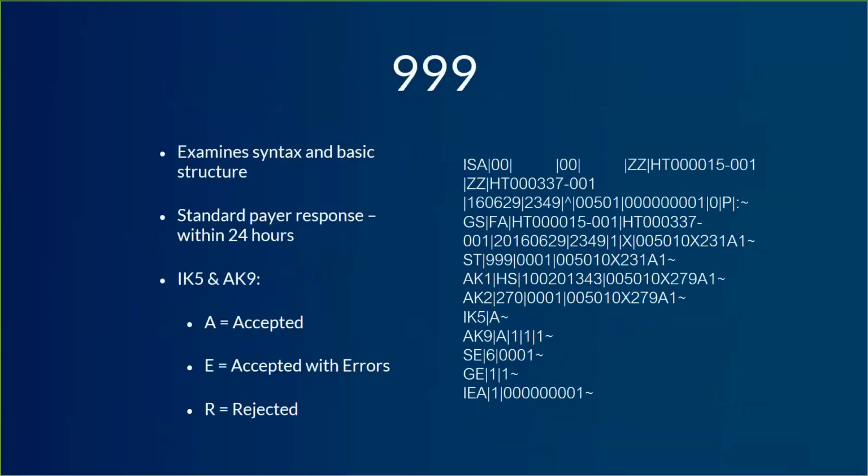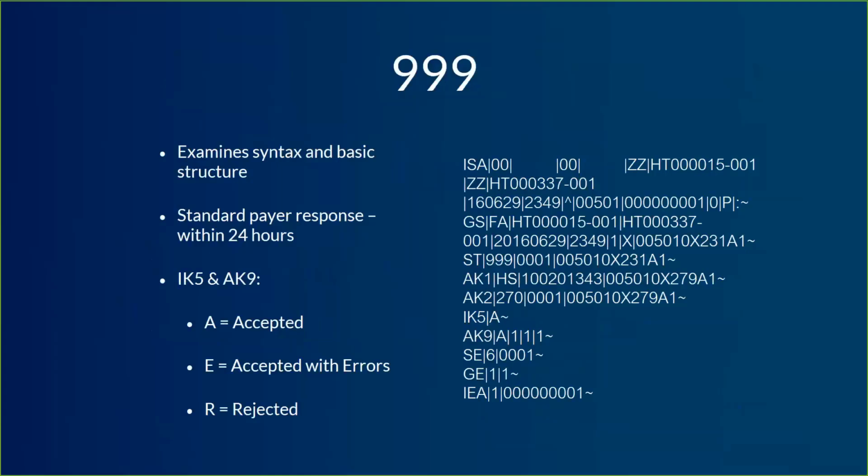Speaking of the 999, let's take a look at that one. The 999, as I mentioned, is still pretty basic, but it is more detailed than the TA1. The 999 examines syntax and basic structure. So what I mean by syntax is basically, does it follow the rules of the implementation guide? Does it have all the right pieces in the right order? Is the claim complete enough for them to process it more? That's the kind of thing that a 999 will look at.